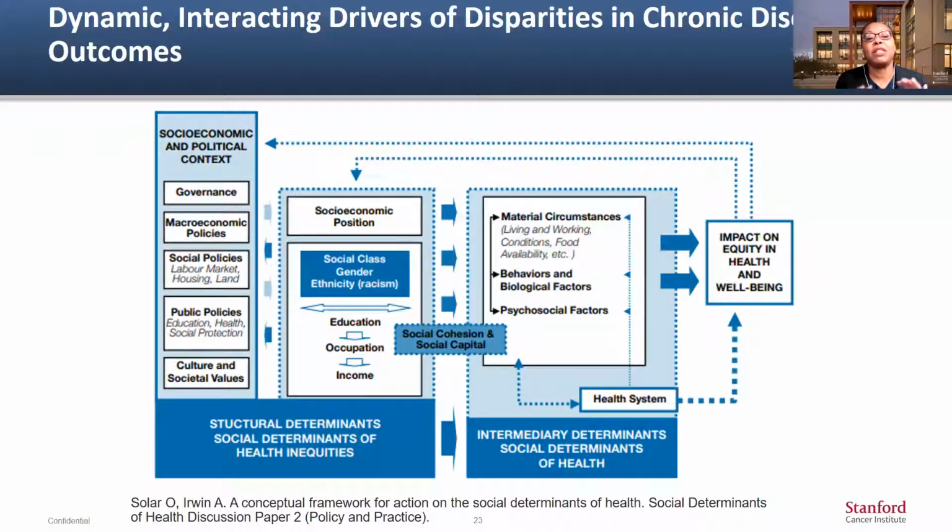What I like about this particular depiction of health inequities is that on the left-hand side, you have what we call the structural determinants and social determinants of health inequities. On the right-hand side, you have what we call the intermediary determinants, and the health system is an intermediary determinant, right? Often the disparities already exist before people even walk through the door of the healthcare system. So we really need to think of things holistically in order to address the underlying causes of the disparities and hopefully to address them going forward. Next slide, please.